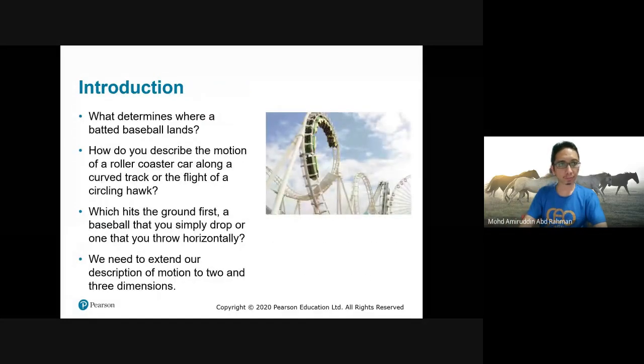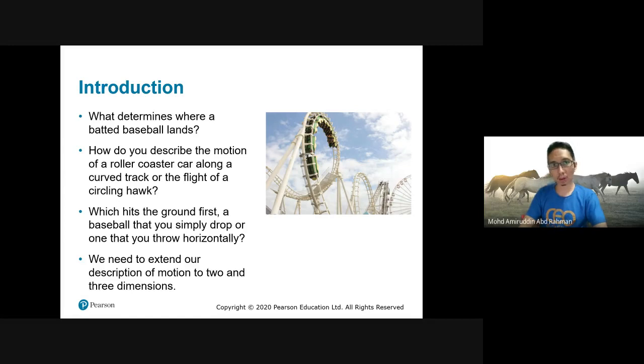All right, let's say you are throwing a ball. Let's say you are playing baseball, or you can also play basketball, right? Or you are playing soccer. When you kick the ball up, of course, the ball will follow a projectile motion. So how do you describe that?